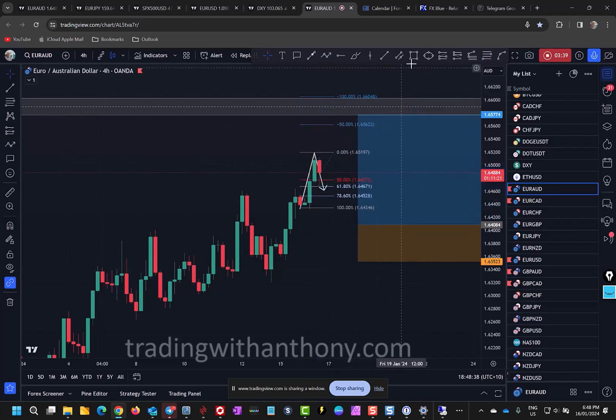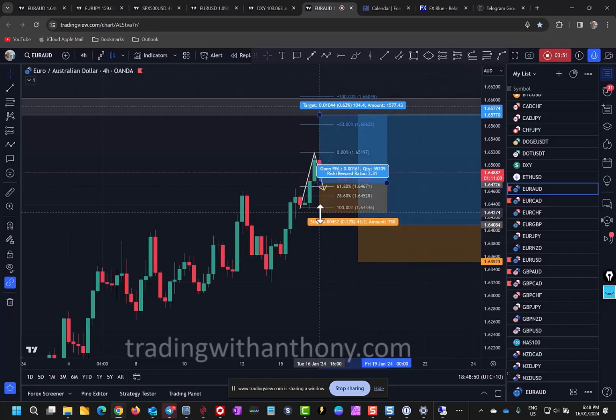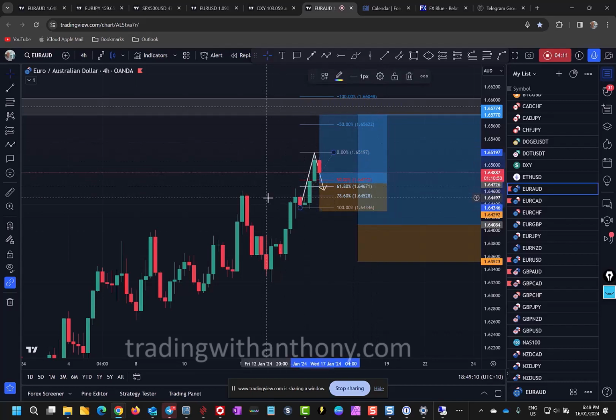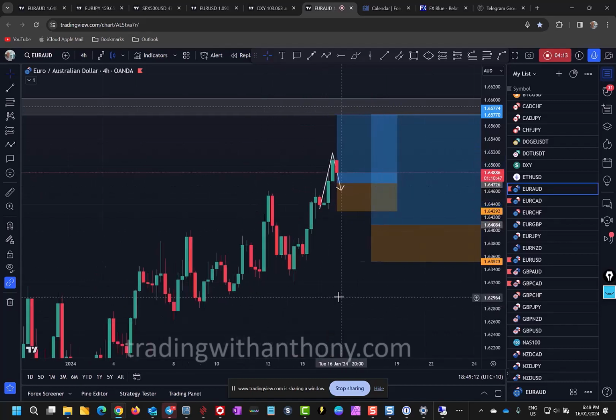Now on the 4H, this is my trade setup. I'm actually in this trade already with a much tighter stop. So stop under the previous balance area low, and there we have 1 to 2.4. Here we go. So 2.4R. So there's two ideas that you can play with.